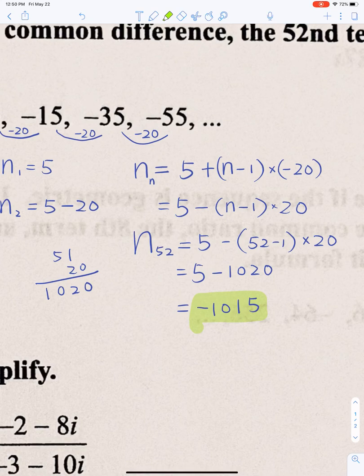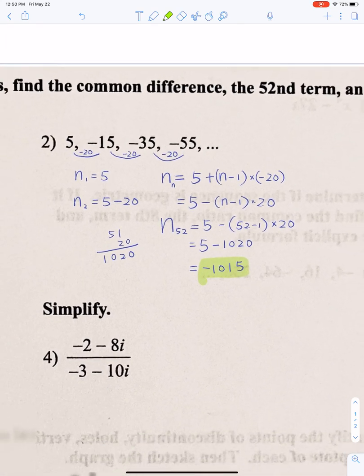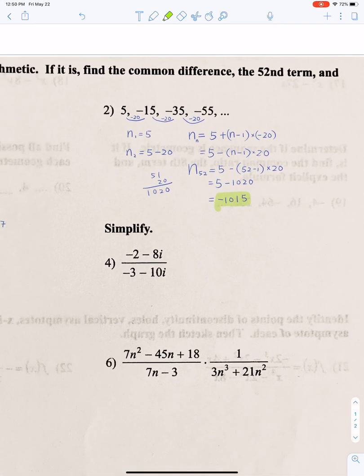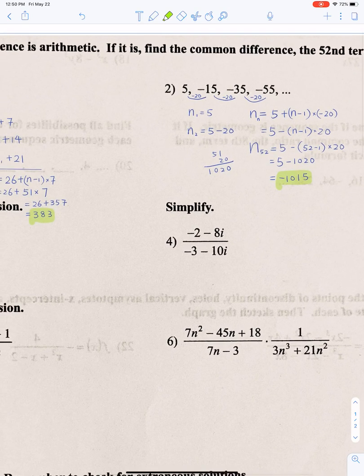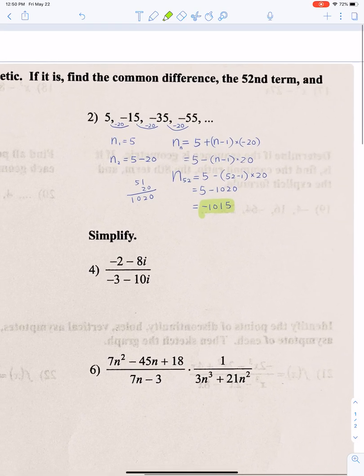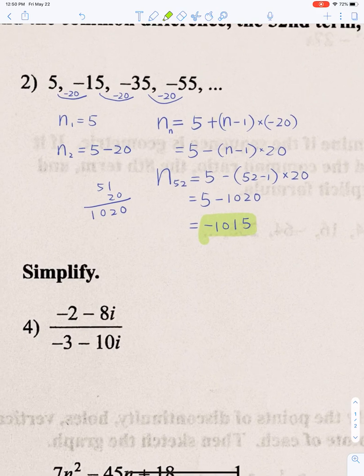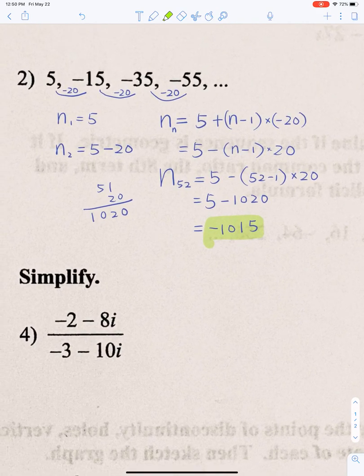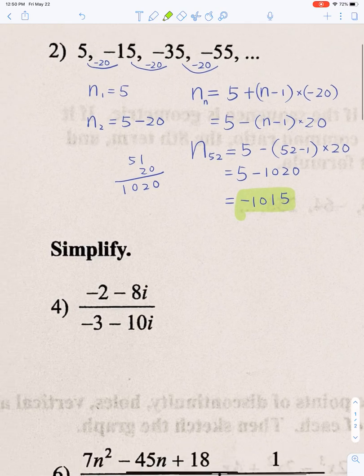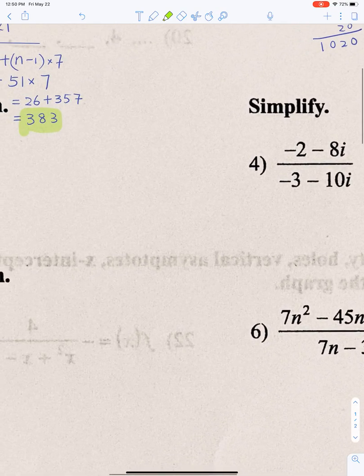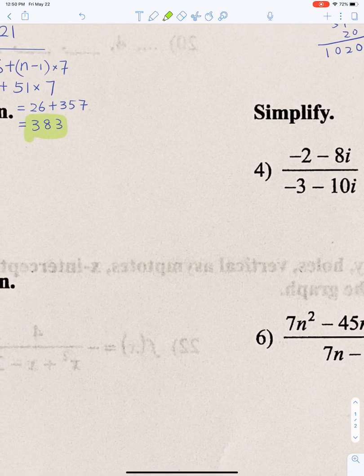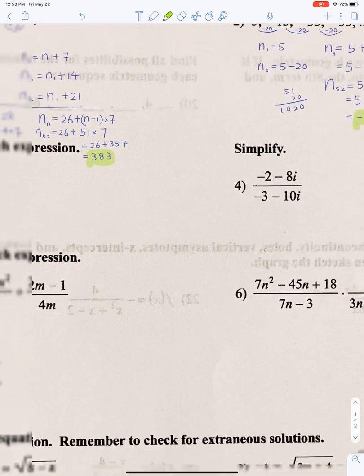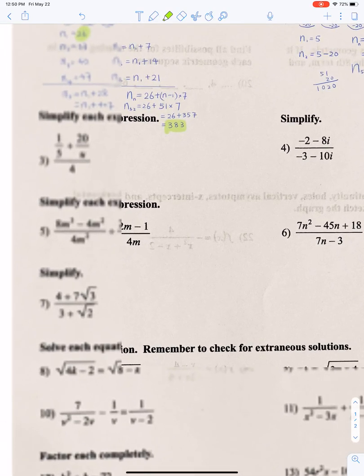Okay, I will move it smaller. You can see. If you need to take a screenshot, here is the screenshot. Okay, move on. I put it smaller so that you can see clearly. Good.